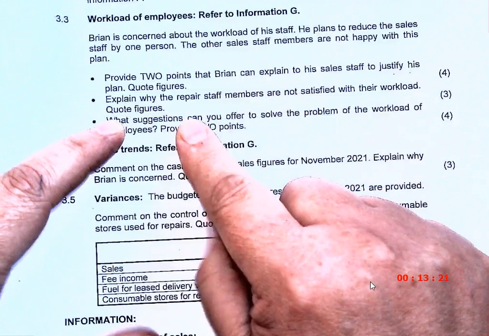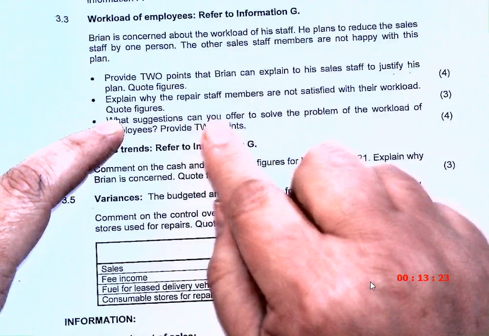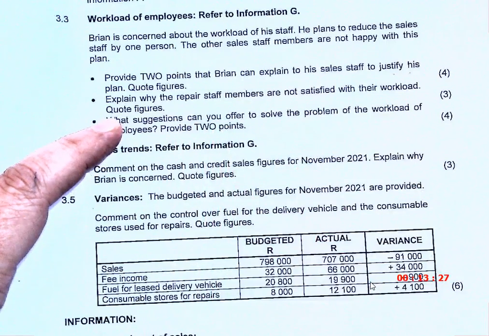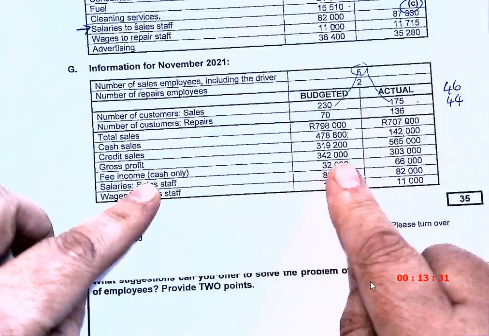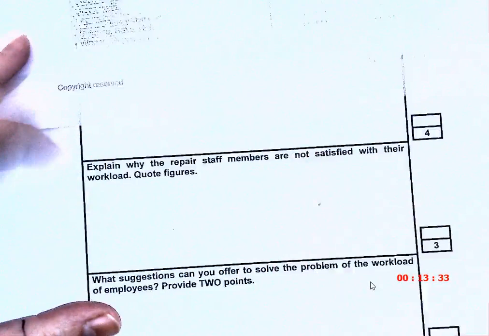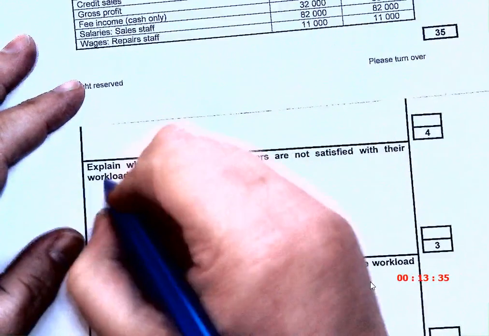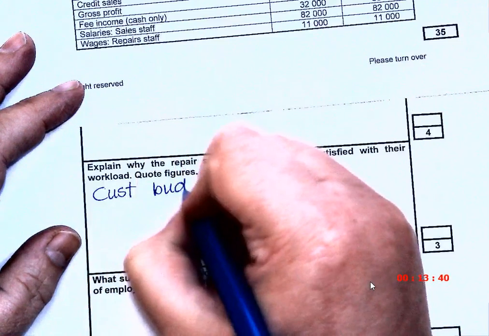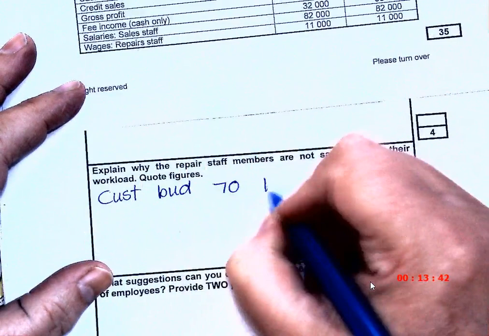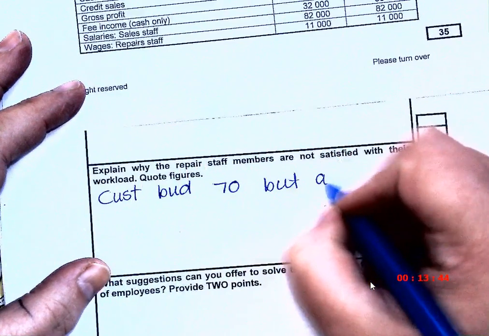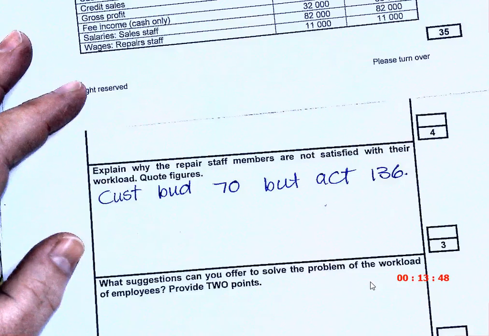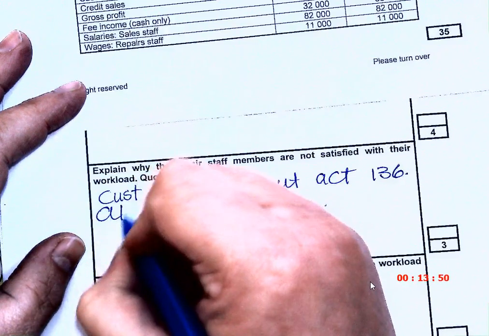Explain why the repair staff members are not satisfied with their workload. And we already established it. Their workload is now increasing. Now you can do the same thing. So you can say, customers budgeted 70, but actual 136. It's almost double. You can even say there, almost double.